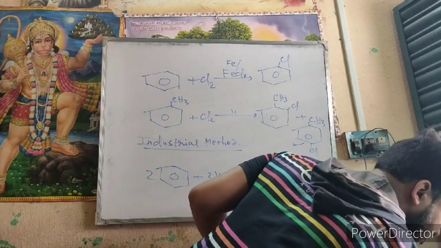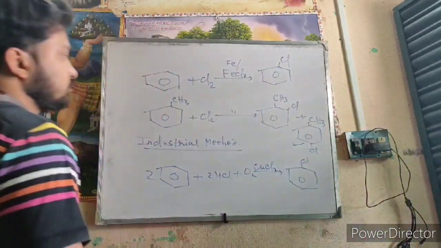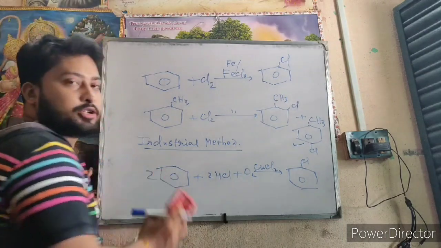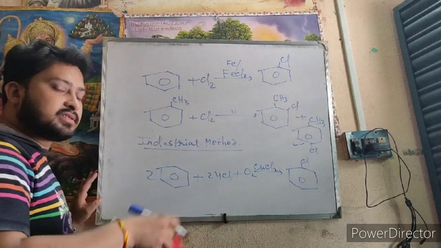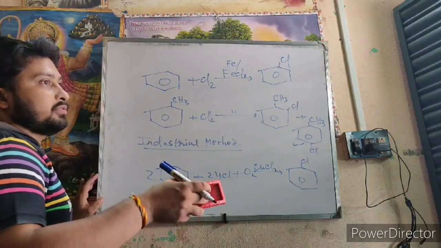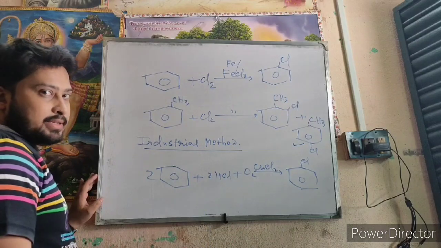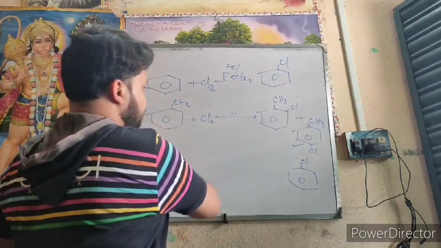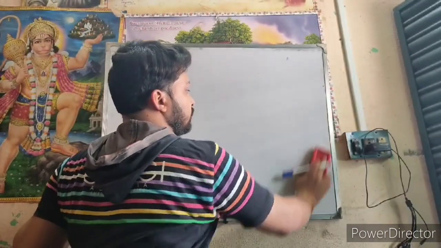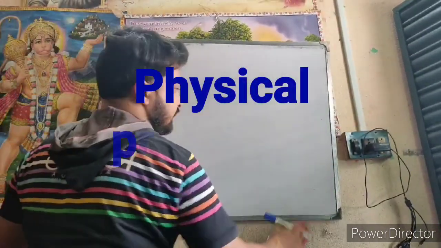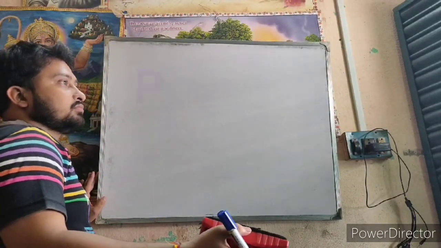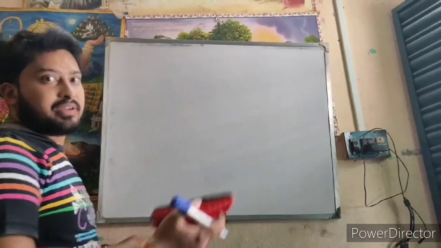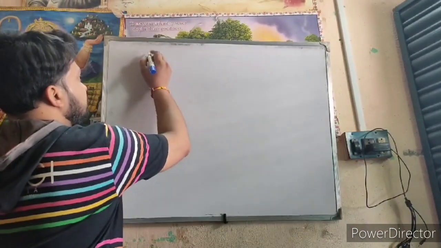Okay, let's go. Now we are going to the rest of the properties. The nature of the C-X bond is discussed already, and now we discuss the physical properties of haloalkanes and haloarenes. I will give you the chemical properties in the next video. There are some chemical properties also which are very important. So, physical properties.